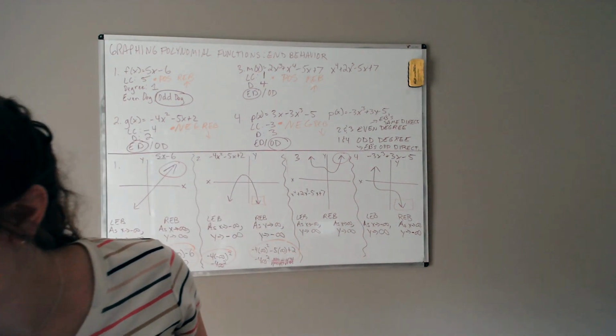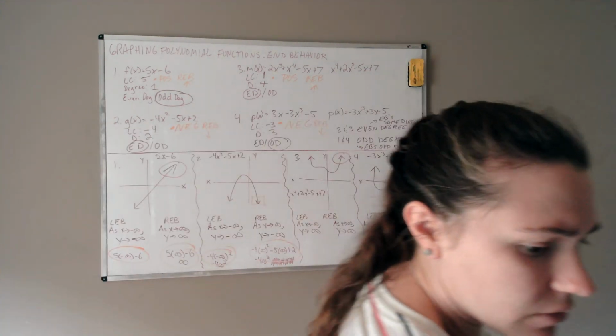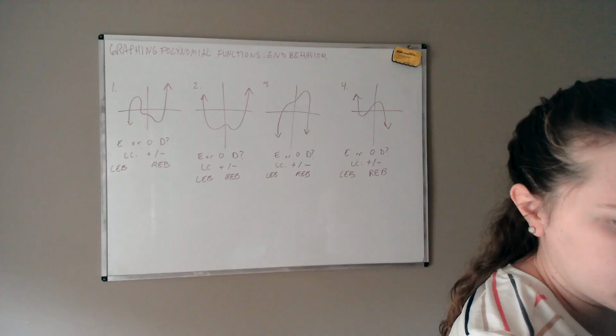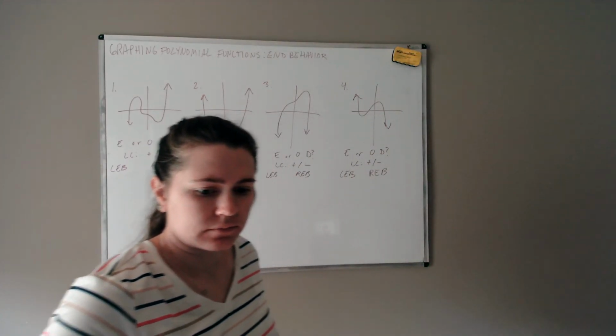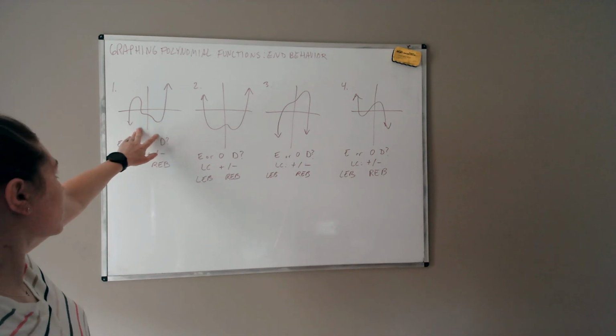So, on the next page, it says, state whether each polynomial has an even or an odd degree and the sign of the leading coefficient, and then we have to write out the end behavior of each function. So that's what we're going to do now, on the next page of our notes. We're going to go through and answer each of these. So here's the graph of number 1 on your worksheet.